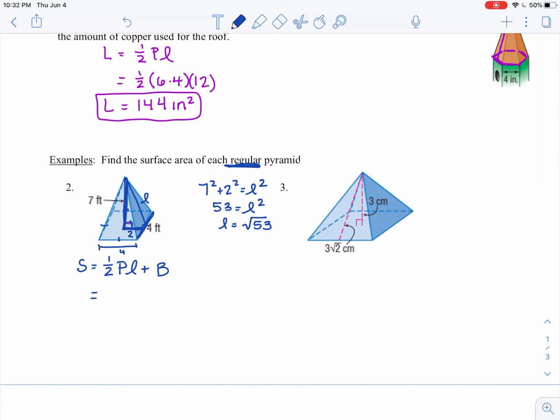When we go back to our formula for surface area, we have 1/2 times the perimeter of the base. There are 4 sides, and they are each 4 units long, so 4 times 4, times our slant height, √53, plus the area of the base. The area of a square is just side squared, so 4 squared. When we put all of this into the calculator, our total surface area should be 74.2 square feet.